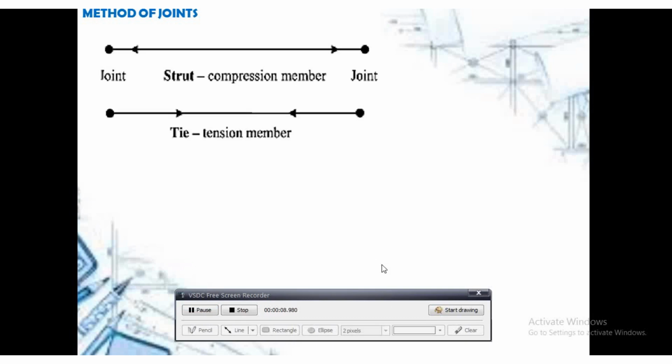May tinatawag tayong strut at saka tie. Ano yung strut, ano yung tie? Let's say na certain member, kapag yung force towards the point, that is said to be a strut or yung member mo under siya ng compression. Kapag naman yung force is away from the joint, that is a tie or yung member mo under siya ng tension. Again, kapag yung force towards the joint, that is a compression member. Kapag yung force away from the joint, that is a tension member.